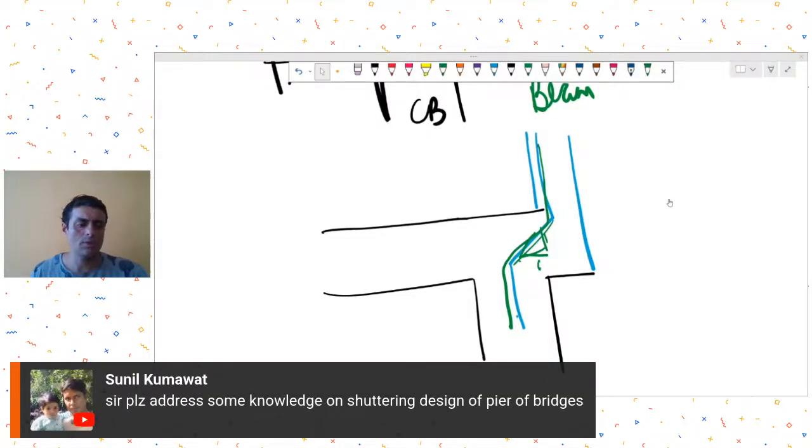So, anyone in the audience who has worked on shuttering design for bridge piers, do we have anyone in the audience? No.